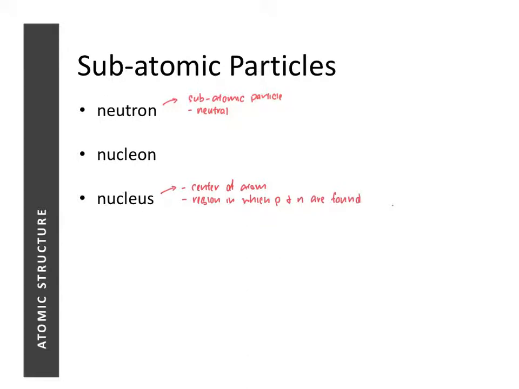The last term, nucleon, is less commonly used, but what is a nucleon? Nucleon is a general term to represent protons or neutrons. So protons and neutrons are both nucleons. So when we say the number of nucleons, essentially it means the number of protons plus the number of neutrons. So nucleon is a general name to represent protons or neutrons.